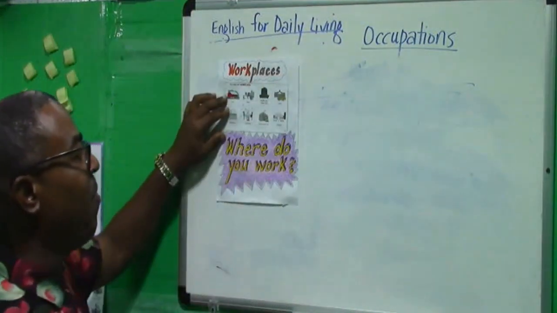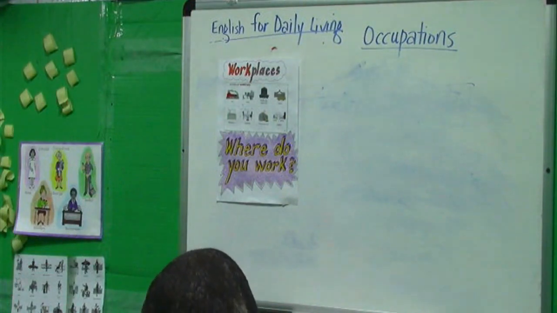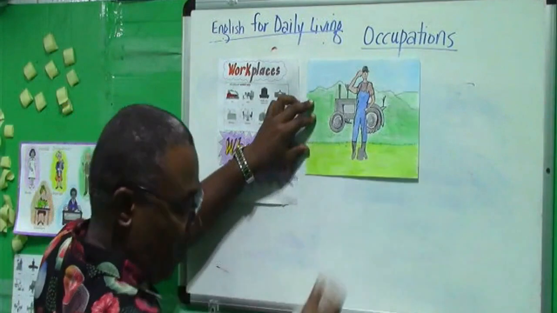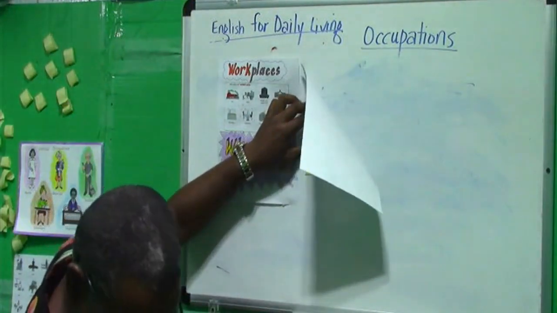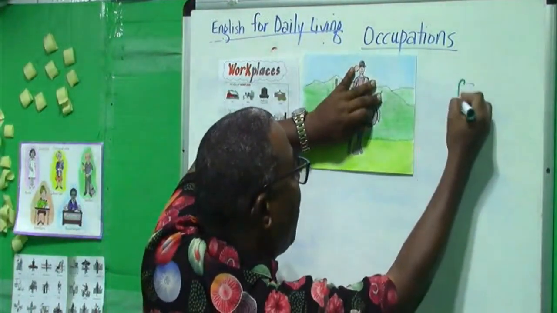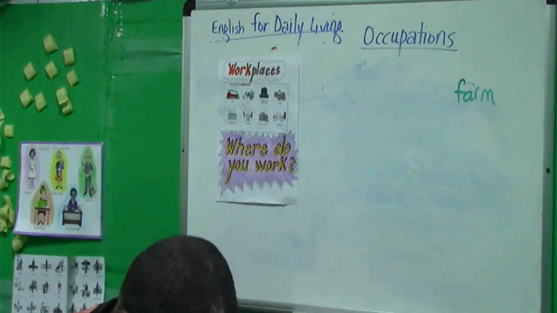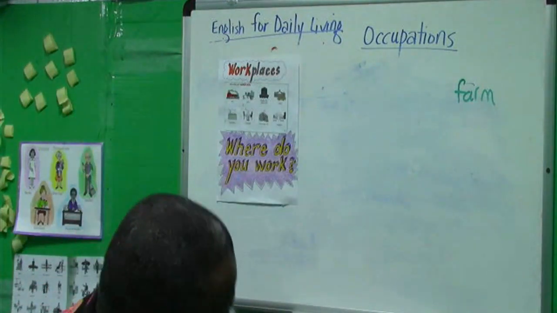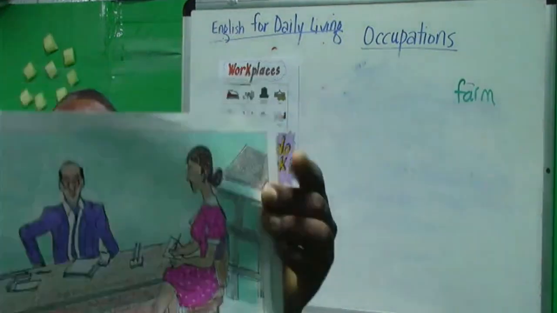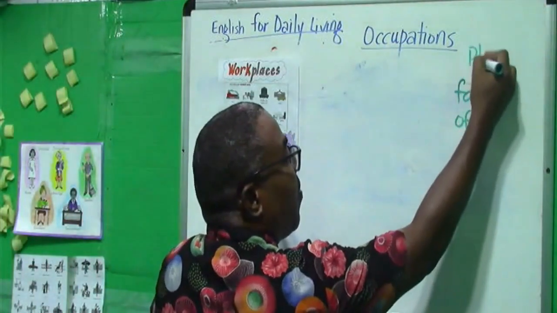All right, so we have our places of work. Now, if you have a farm, we spoke about a farmer. A farmer would work on a farm. In an office, who would work in the office? You just mentioned it. The businessman would work in the office, or the secretary. These are the places of work.